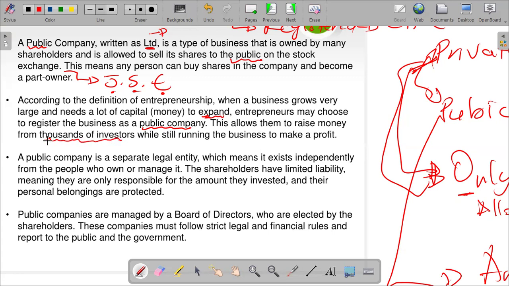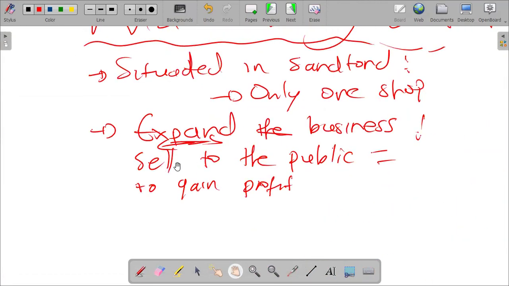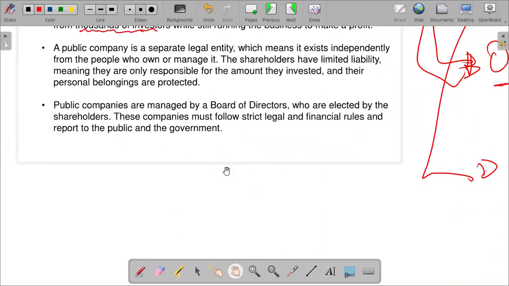How do they raise money from thousands of investors? By selling to the public. We sell shares. We sell shares of the business to the public. Do you understand? Let's go again and try to properly understand.